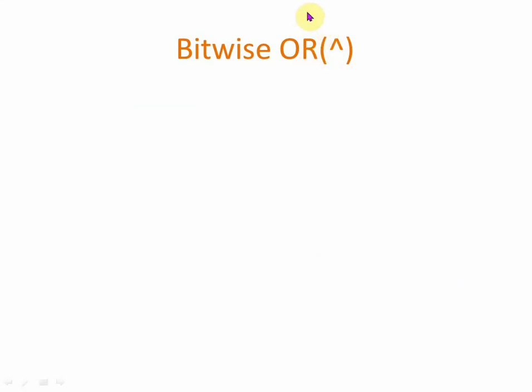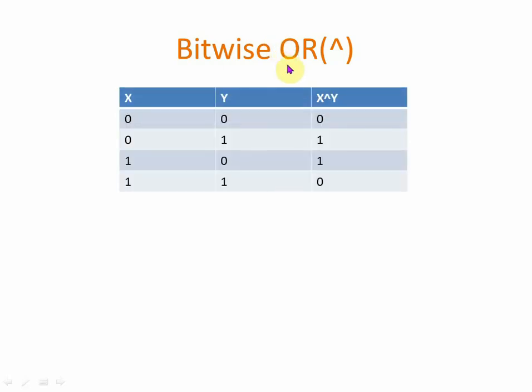I have written here bitwise OR. It must be bitwise XOR. You just change this. So now this is the table for bitwise XOR. You can see 0 0 is 0, 0 1 is 1, 1 0 is 1, and 1 1 is 0. Whenever the same values come, it is 0. Whenever different values come, it will become 1.